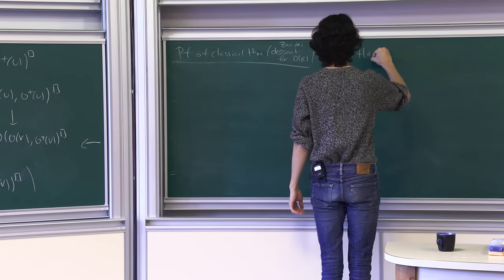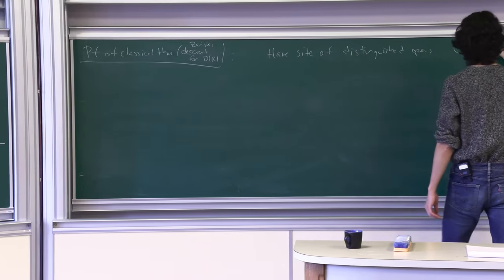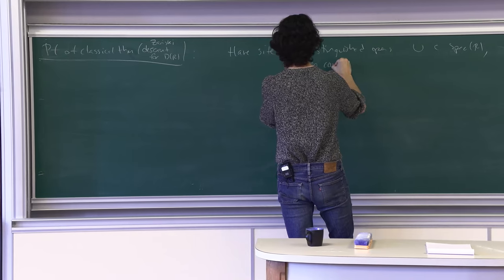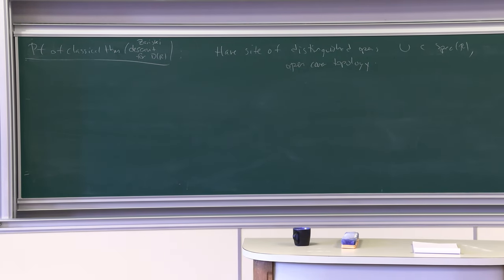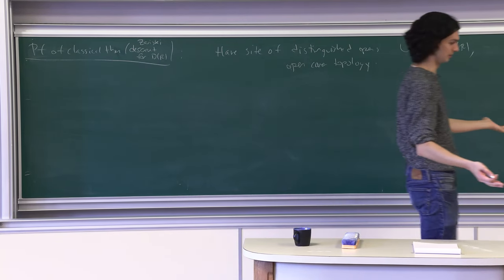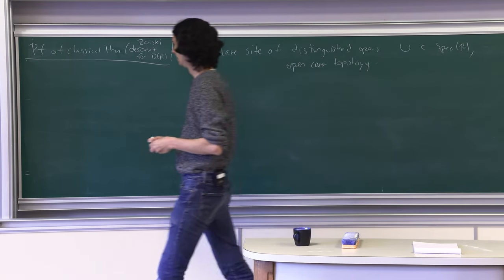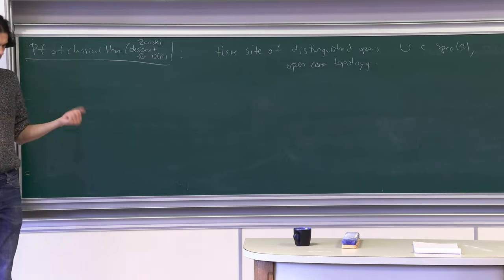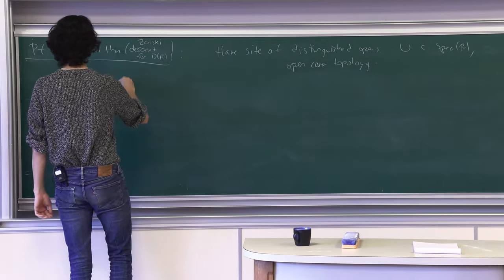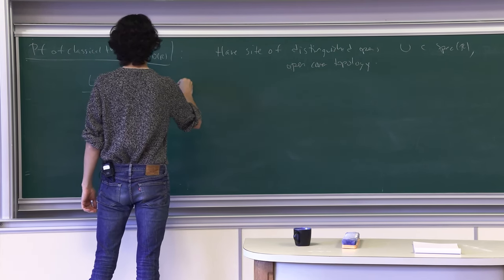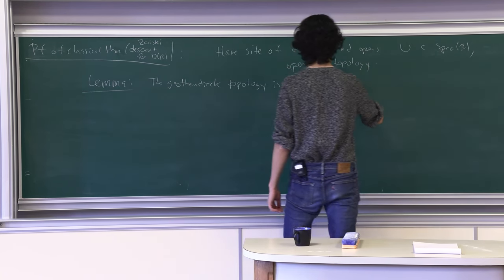We have an understanding of what it means to have a cover. The distinguished opens cover Spec of a ring if and only if you're inverting some elements and those elements generate the unit ideal. But you can do a series of reductions, which we'll show, so that you only need to check the sheaf condition for a very specific example of such a situation. So the lemma is that this Grothendieck topology is generated by covers of the following form.